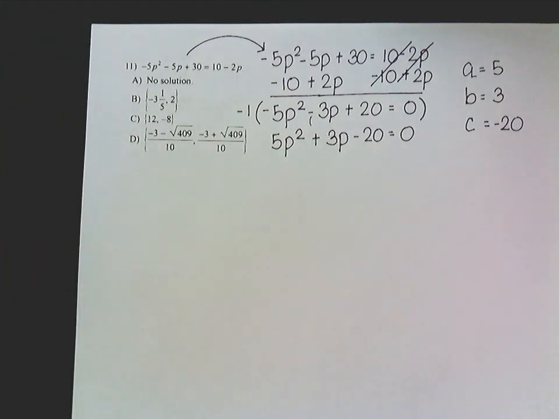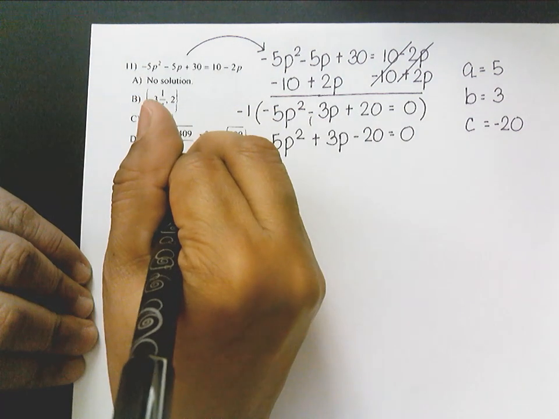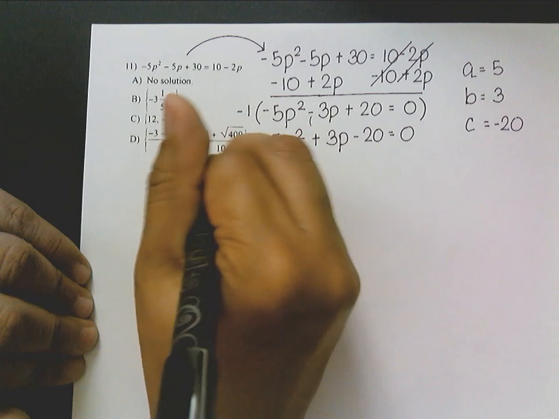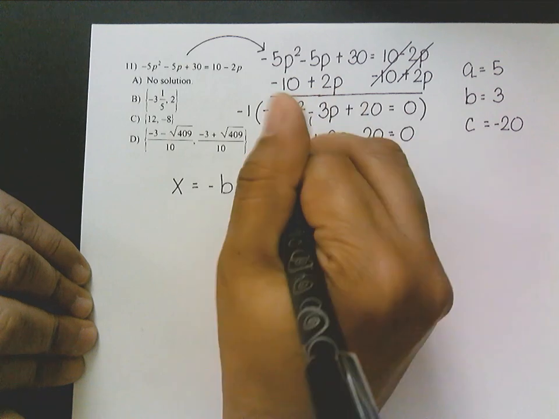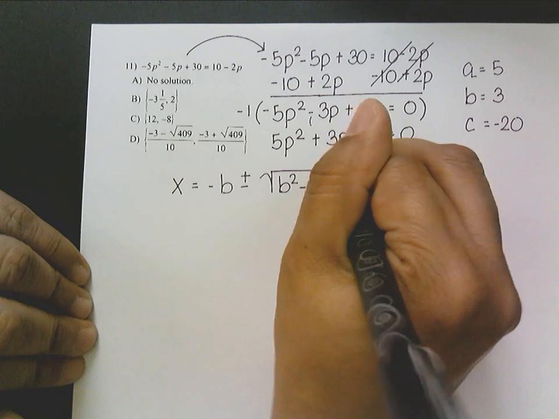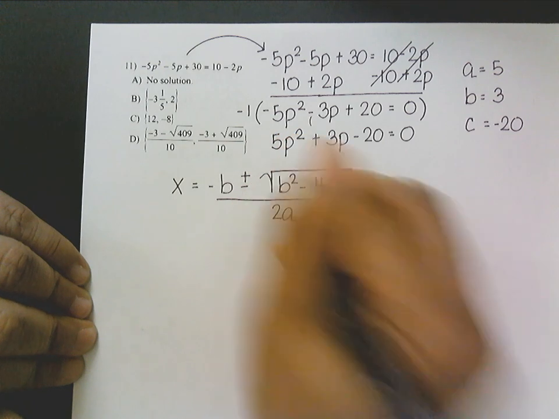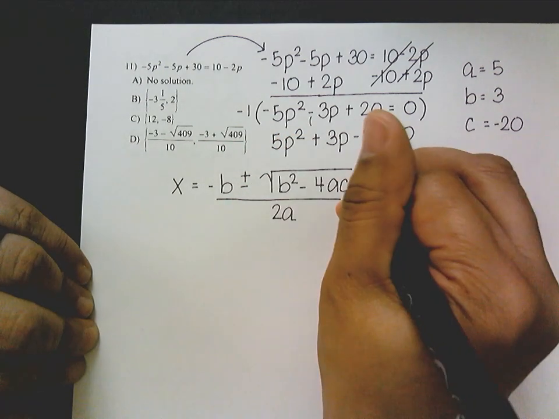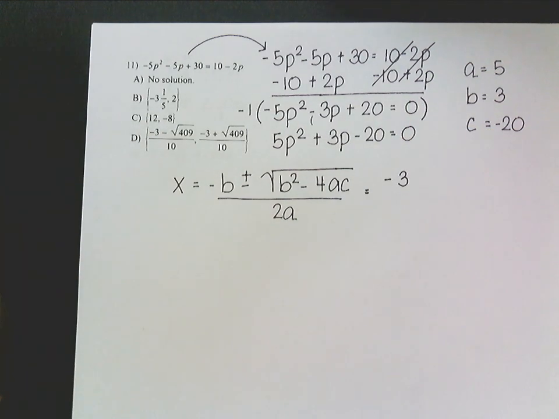Now I'm in step 3, which is I'm going to substitute those variables into the quadratic formula. You should be very familiar now with the quadratic formula, which is x equals negative b plus or minus the square root of b squared minus 4 times a times c, and it's all being divided by 2 times a. And I'm going to substitute. So it is going to be negative 3. And I don't have to put that 3 in parentheses because it's not a negative, so it's not a double negative.